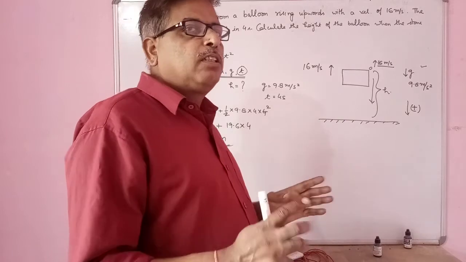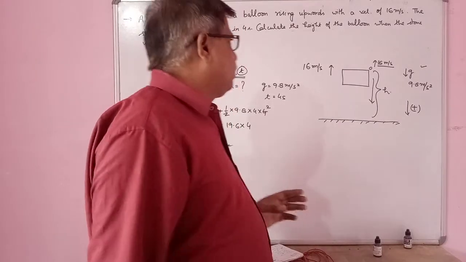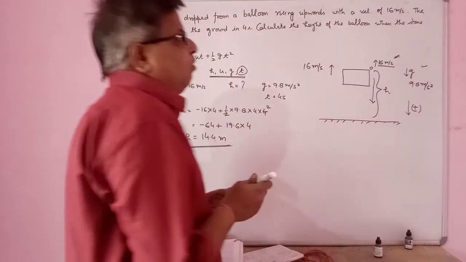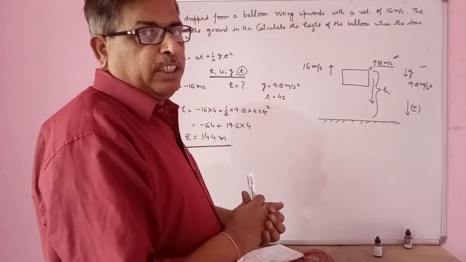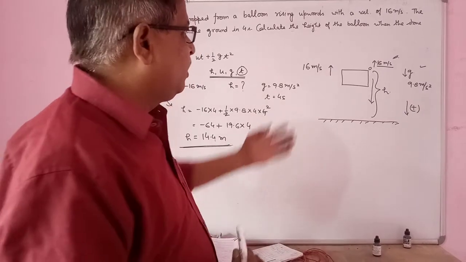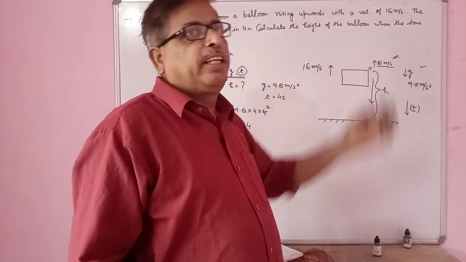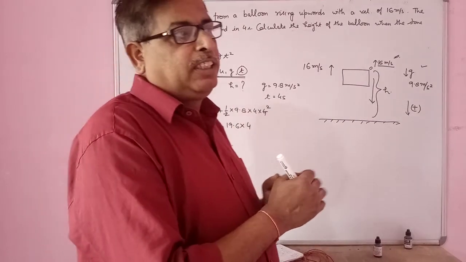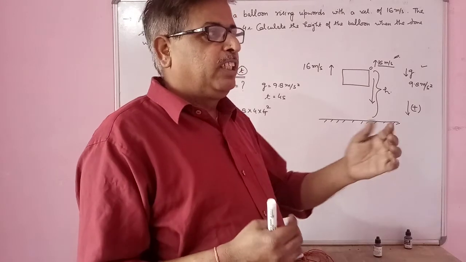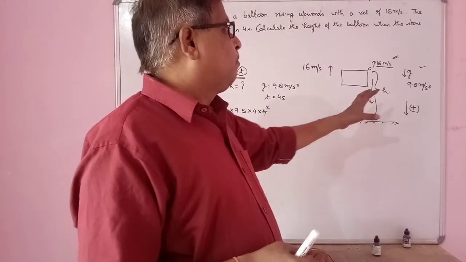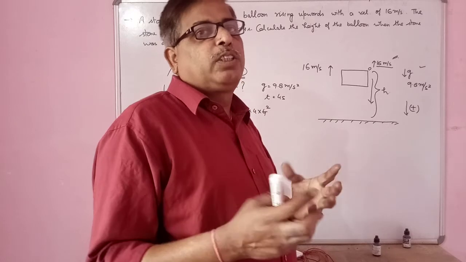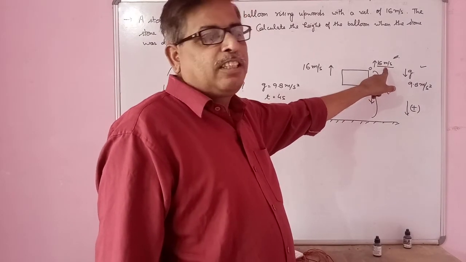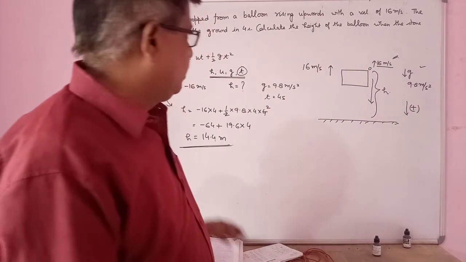So this numerical is very important only for this factor. This is the initial velocity. Why is this factor important? Because it is in upward direction and we take it as minus 16 meter per second. Generally we take velocity as positive, but here it is taken as negative. So this is our final answer.